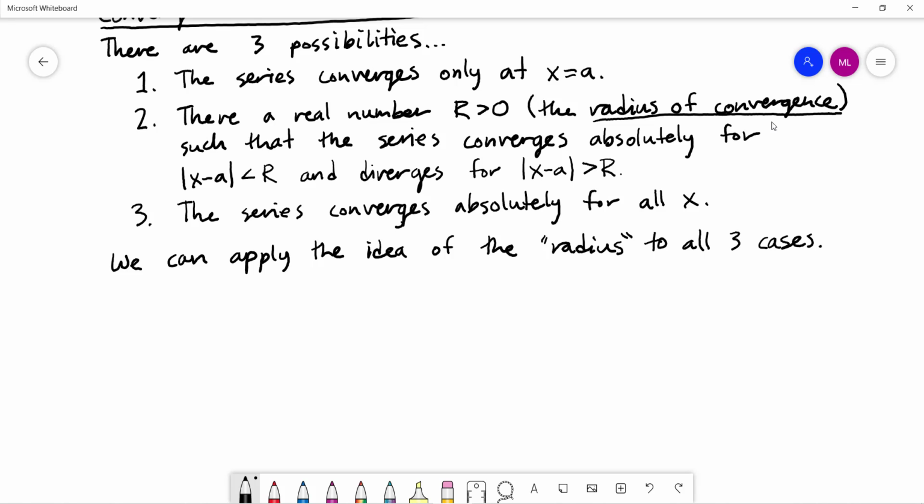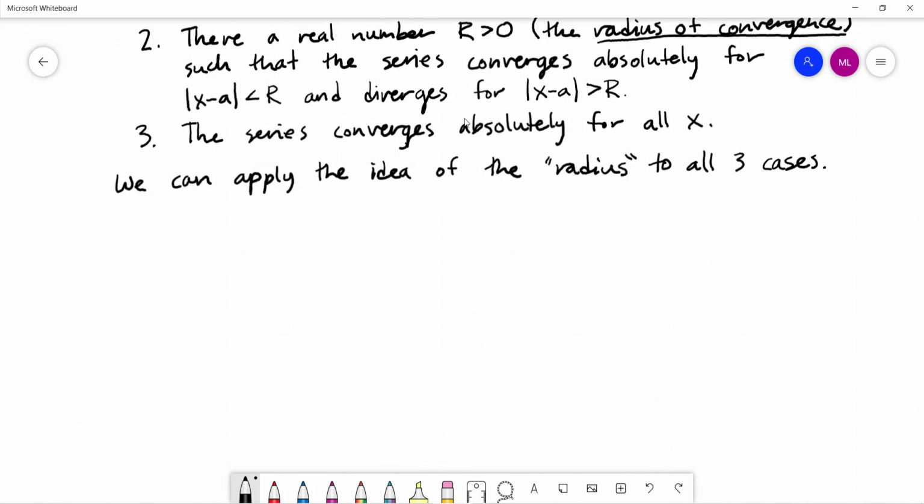In the first case, when it converges only at a single point, what we're suggesting is that the radius of convergence is 0. So in case 1, our radius of convergence is 0. In case 2, the radius of convergence is going to be some constant that's positive but finite. And in the last case, you can think of r as basically being, abusing notation a bit here, it can't be equal to infinity, but that's the idea: we have an infinite radius.